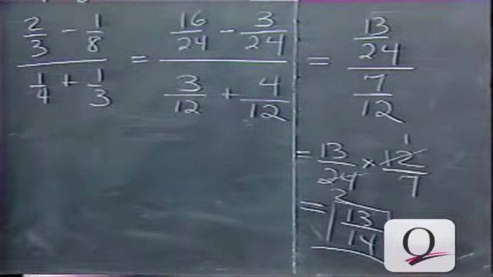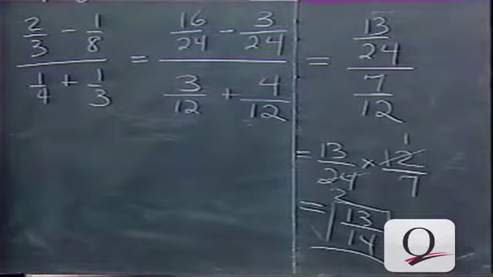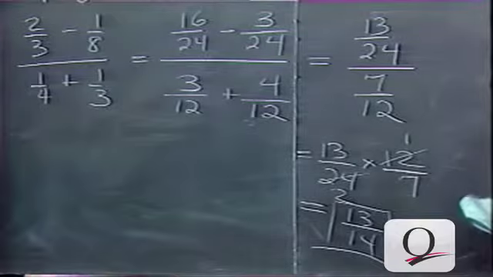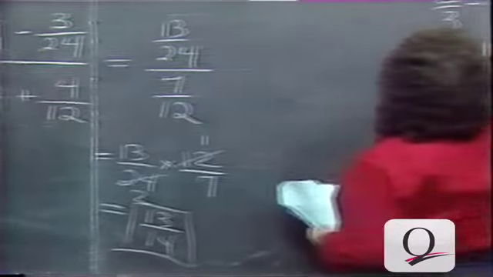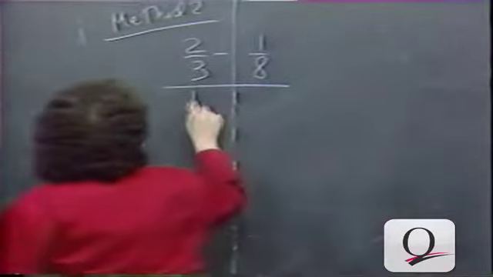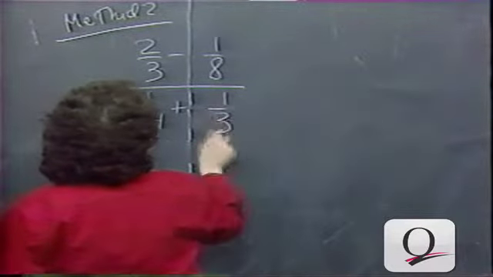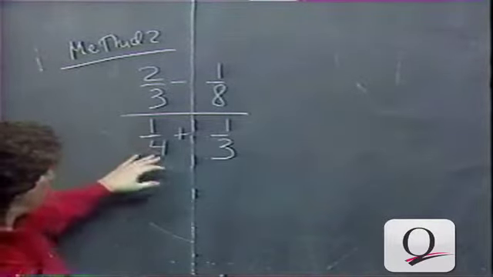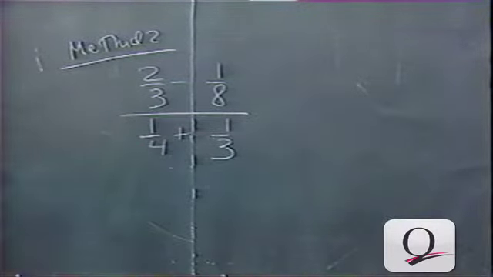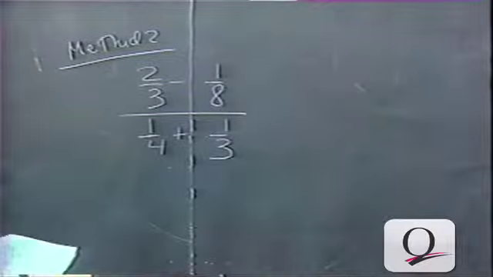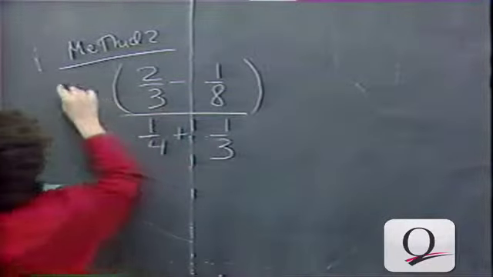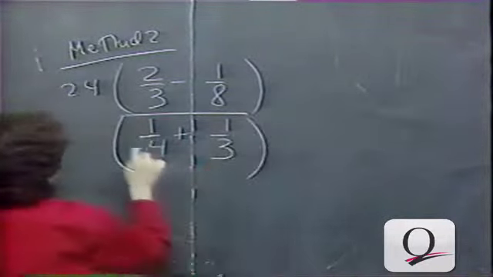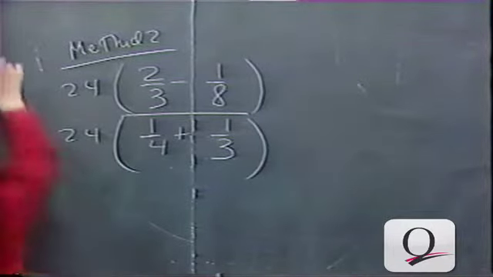Now let me just show you the problem with method 2. Two-thirds minus 1/8 over 1/4 plus 1/3. If you were to write out the multiples of 3, 4, and 8, you would see that the first number to occur on all three lists would be 24. So we will multiply numerator and denominator by 24.